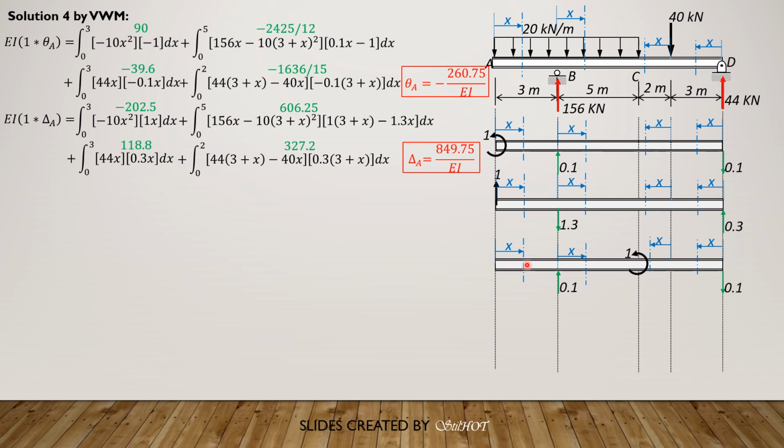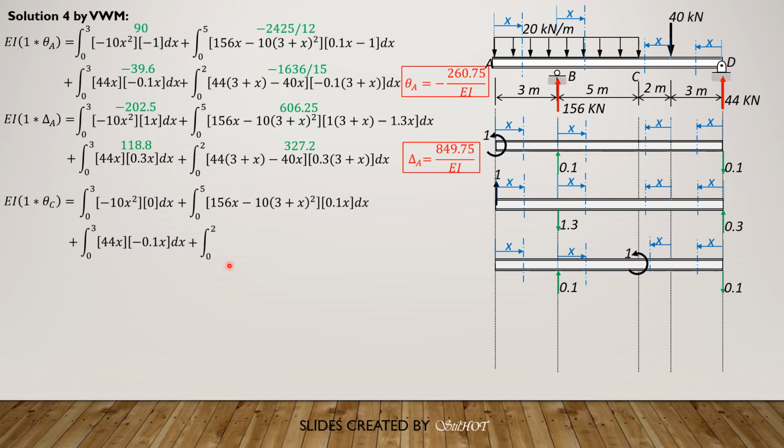And take note that due to virtual forces, the moment in this section is 0. So the first term is 0. So EI 1 times theta C equals integral 0 to 3 of negative 10x squared times 0. So this is 0. Then for the second section, plus integral 0 to 5 of 156 minus 10 times 3 plus x squared times 0.1x only dx. Then plus for the third section, integral of 44x times negative 0.1x dx. And for the last section, integral of 44 times 3 plus x minus 40x times negative 0.1 times 3 plus x dx. So evaluating the first integral, it is equal to 0.